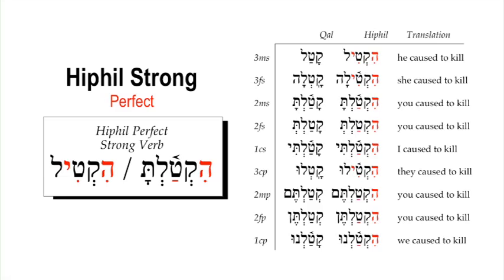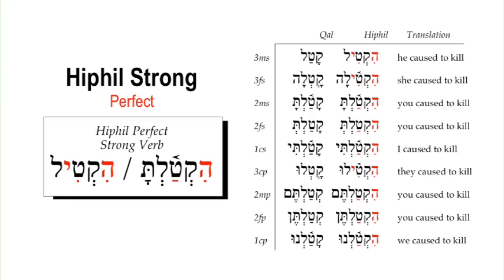Here are the forms. Hiktil, hiktilah, hiktalta, hiktalt, hiktalti, hiktilu, hiktaltem, hiktalten, hiktalnu. You will notice in every form the he hiriq prefix. You'll also notice that all of the perfect suffix afformatives remain unchanged. That is, the Qal paradigm that you've memorized on the left exhibits the same perfect suffix afformatives that you see in the Hiphil paradigm on the right.